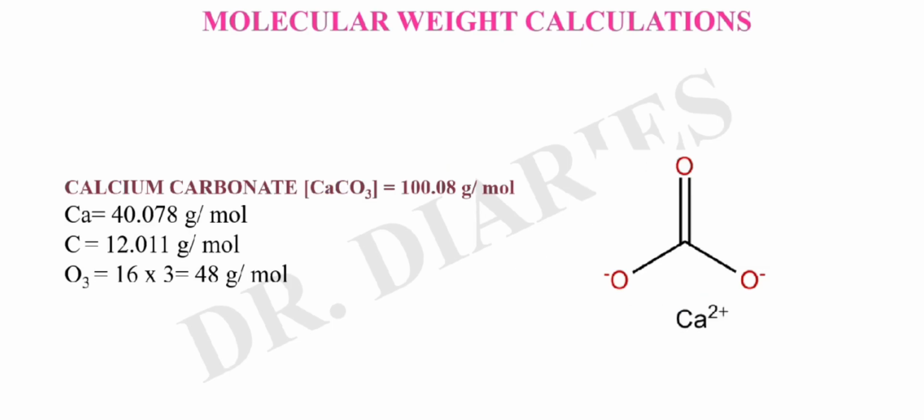Next example is calcium carbonate, which is CaCO3. The molar mass of calcium is 40 grams, and that of carbon is 12 grams, and of oxygen it is 16 grams. As there are 3 oxygen atoms, each one has a molar mass of 16 grams. So, when multiplied by 3, it will be 48 grams. So, in total, the molecular weight of calcium carbonate is 100.08 grams per mole.